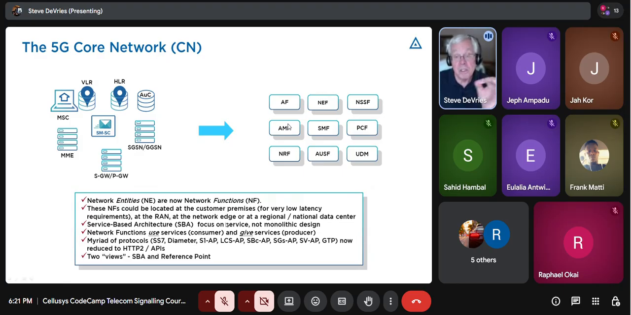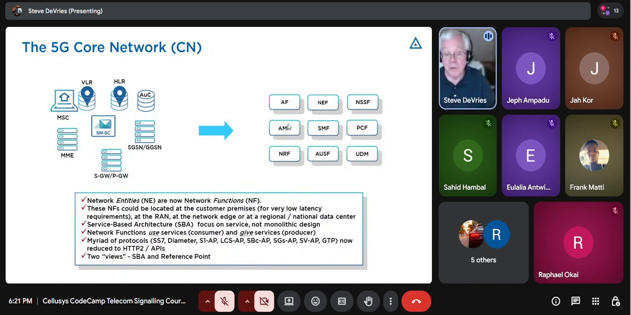Service-based architecture focuses on service, not on point-to-point designs. Network functions use services, so they're consumers. They also offer their services, so they're producers. You have producers of services and consumers. You might consume someone's service, and for someone else, you produce something. So you're both a consumer and a producer.